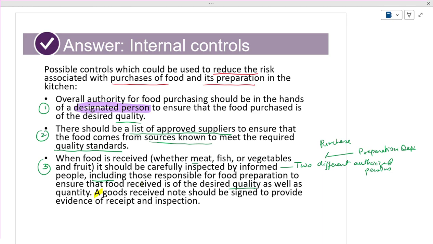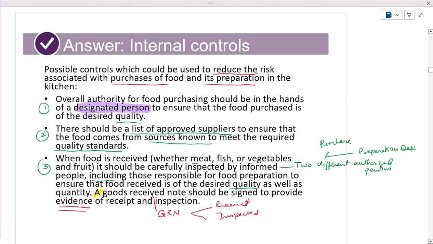Now, once you have received any inventory, you have to sign the GRN. You can write GRN or you can write goods received note. Whenever you receive goods, the goods received note should be signed to provide evidence of receipt and inspection. In the goods received note, we will sign that yes, it has been received, it has been inspected.